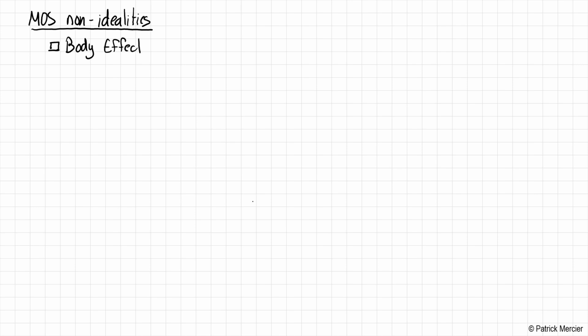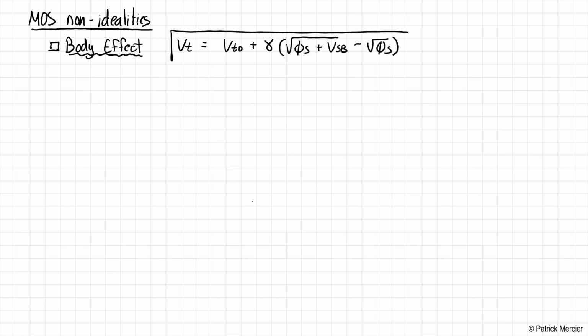So the first one we're going to study is the body effect. This is one that you should already know about. In this case, we say that the threshold voltage of the transistor is not some static parameter, but rather it is some static parameter plus an additional term, gamma, times the square root of phi s plus VSB, minus the square root of phi s. So this is the definition of the body effect. This is the classic definition.